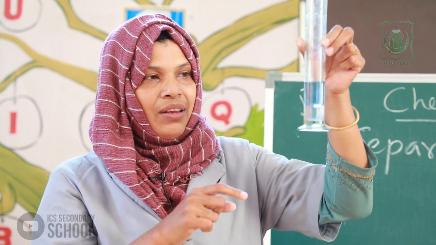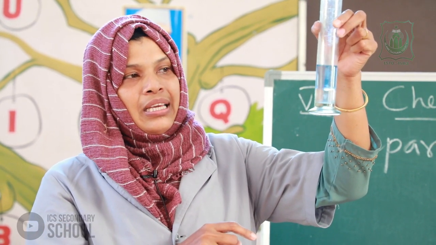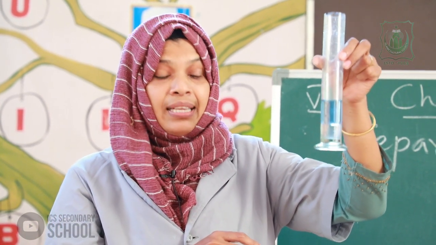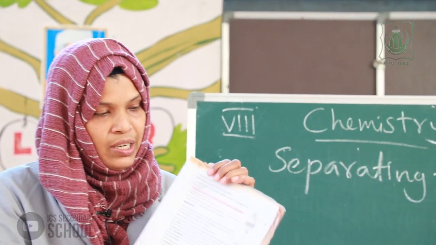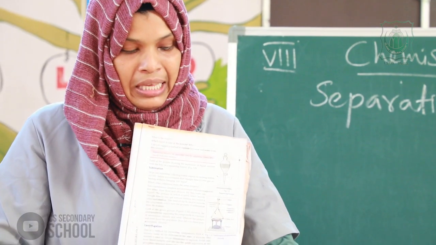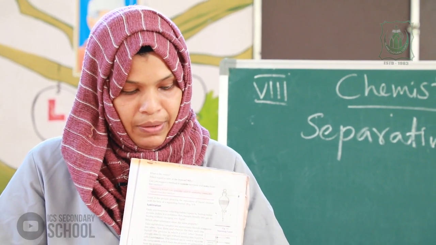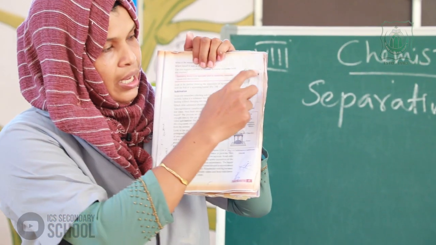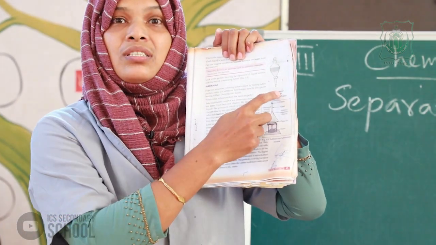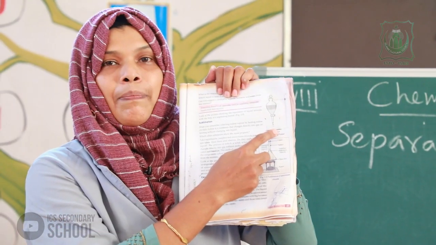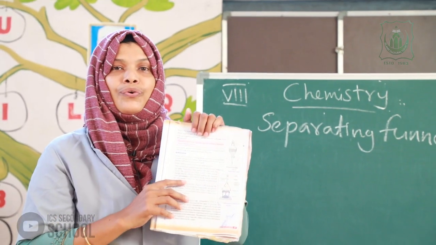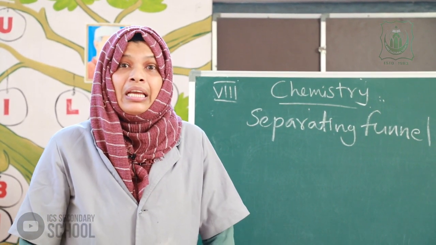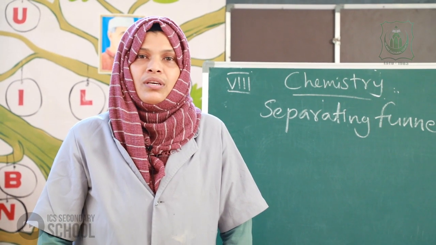Okay, how can we separate these immiscible liquids? We can use an instrument to separate these immiscible liquids from their mixture, and this is known as separating funnel. Separating funnel is an apparatus used for separating immiscible liquids from their mixture.